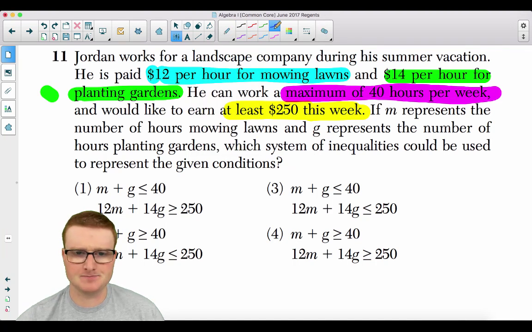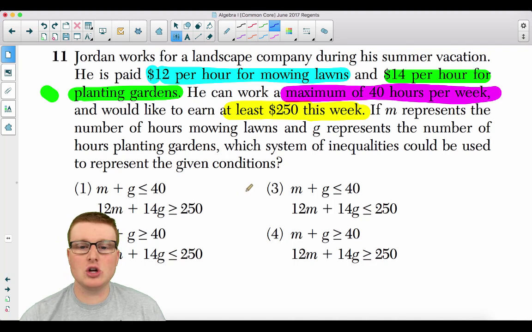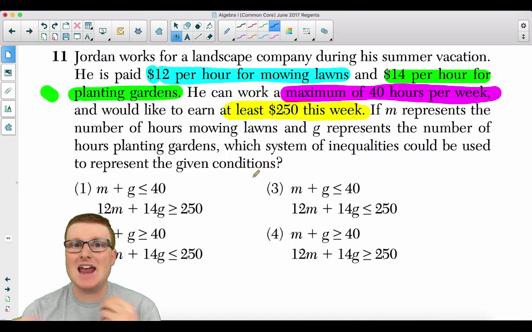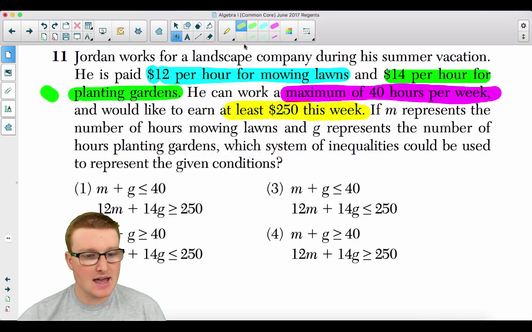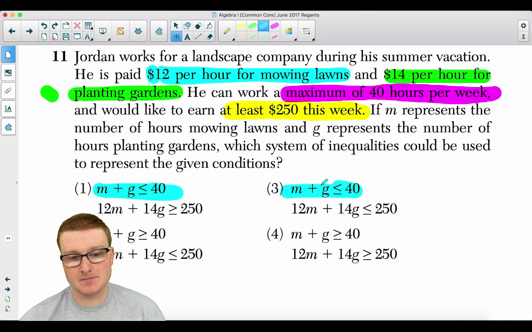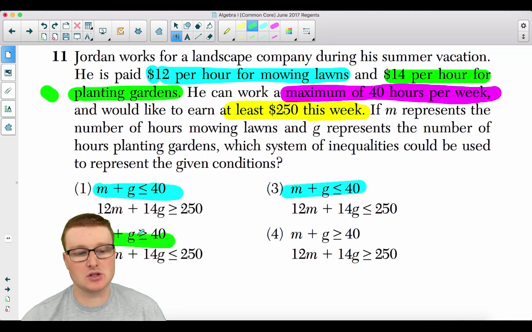All right, there's a lot of words here. The first thing that I want you to understand is that you're looking at money and hours, profit and time. So one of these equations in your answers will be a function of time, and the other function will be a function of profit or earnings or cash. So let's take a look at all these answer choices. M and G is less than or equal to 40. Okay, what do these mean right here? Choices 1 and 3. And then, of course, you could also conclude what choices 2 and 4.